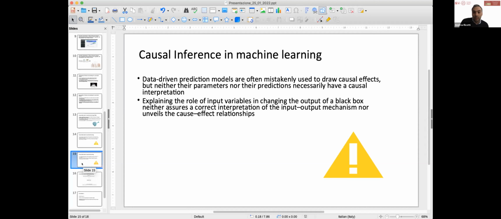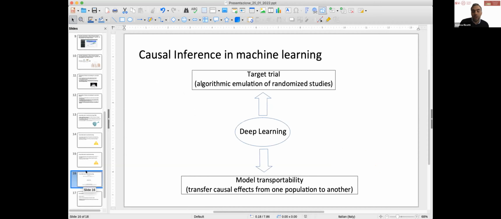And the interpretation of the input-output mechanism, which unveils the cause-effect relation through a black box, is difficult for most clinicians to understand. But today we have new steps forward for this. When you join deep learning with target trial and model transportability, which are causal tools to understand cause effect, we can take a step forward.